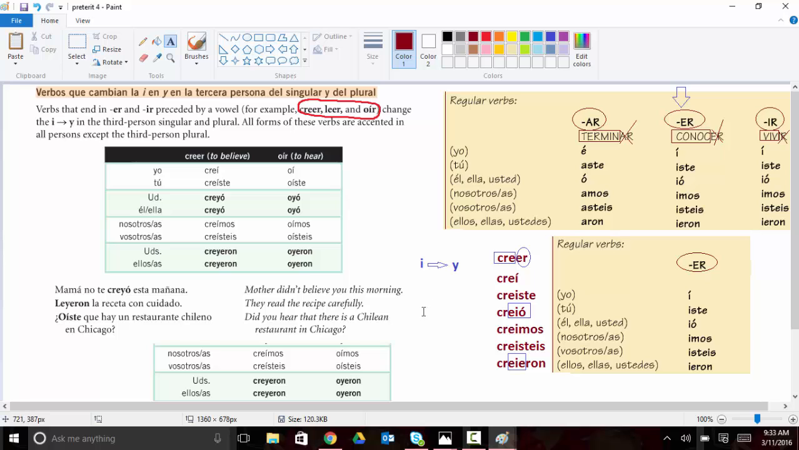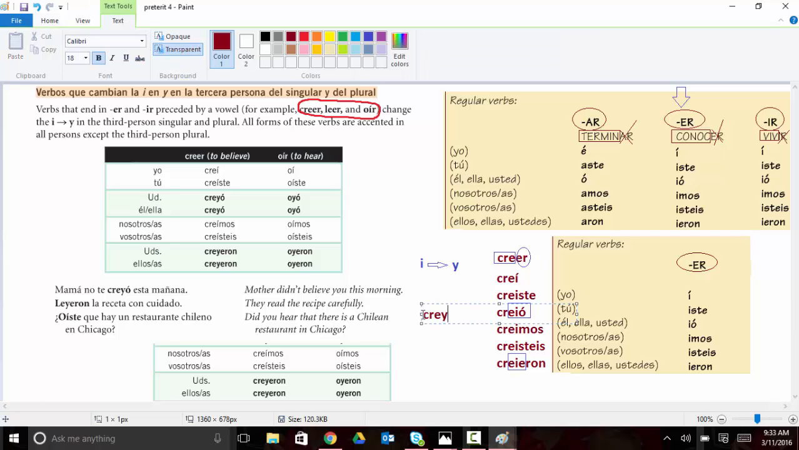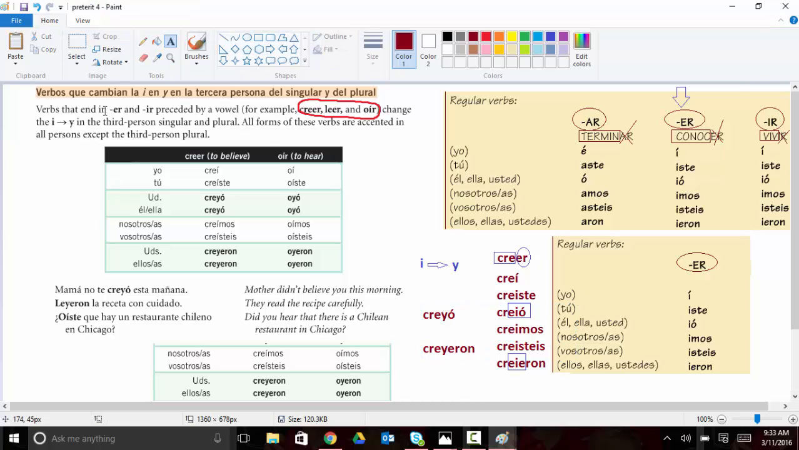is going to be creyó and creyeron. And I will move these into the appropriate place. So let's move them over here.